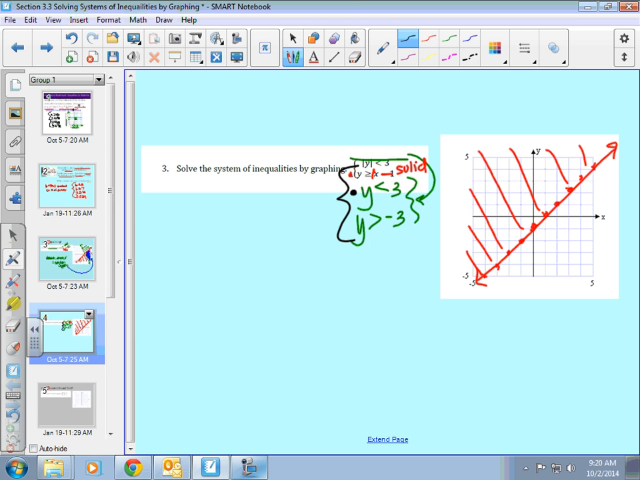It's less than. There is no equal to, so remember that's a dashed or dotted line, whichever one you want to say. So y is less than 3. You have to think to yourself, well, what is a y equals equation? That is a horizontal equation. So it's where y is 3. So I do that. And this one says y is less than 3, so I'm going to shade below.